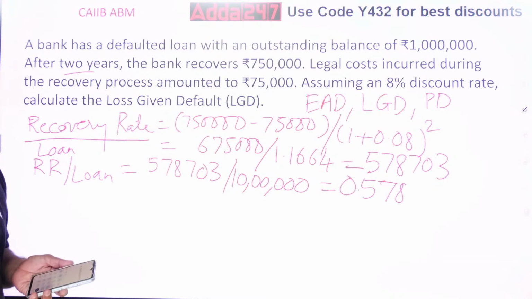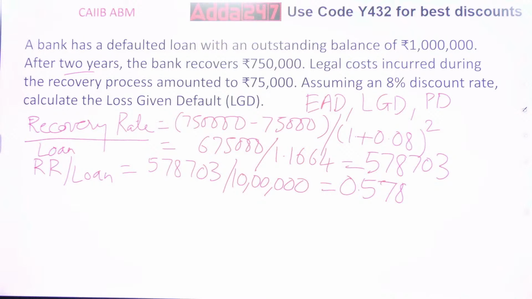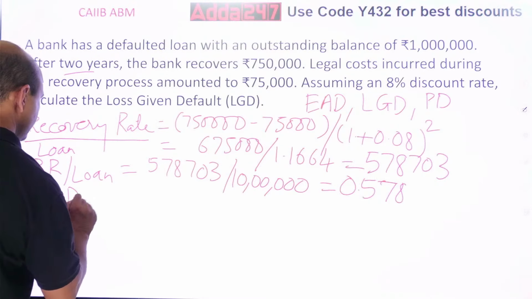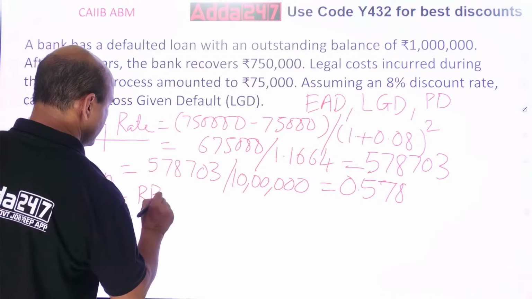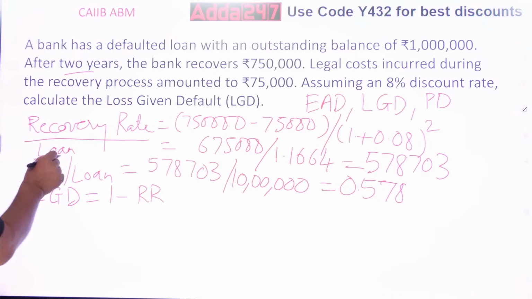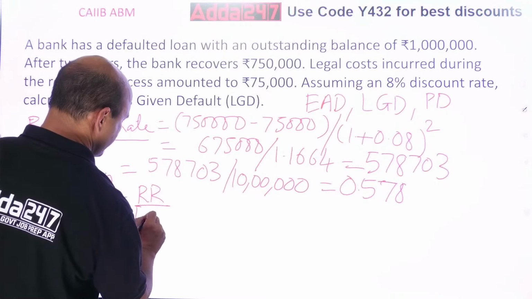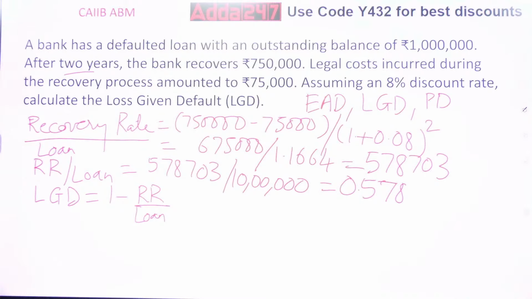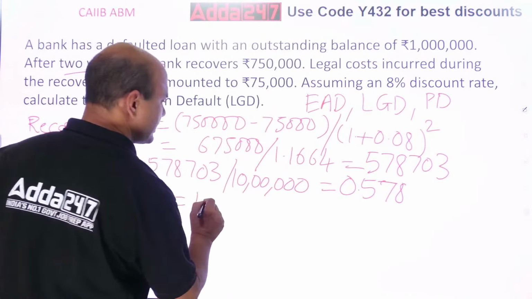So now what do you want to do? You want LGD. What is LGD? Loss given default equals 1 minus recovery rate. You can directly write it as recovery rate, or you can write it as loan upon loan, whatever figure you have got. So that is equal to 1 minus, what is this?